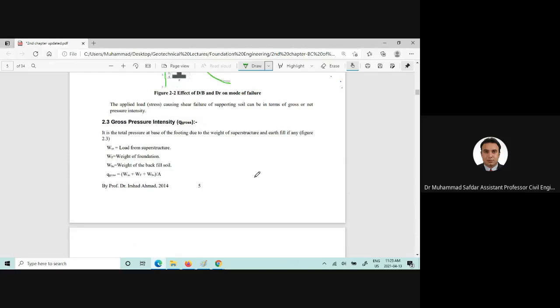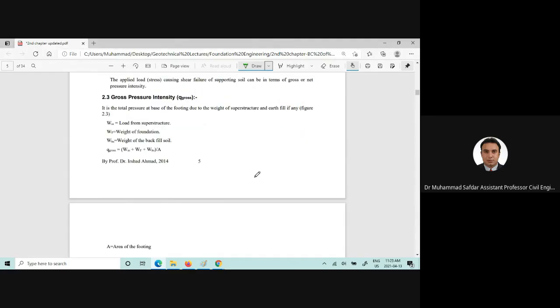There are a few terms which are important to understand. These are the gross pressure intensity, or the q gross.